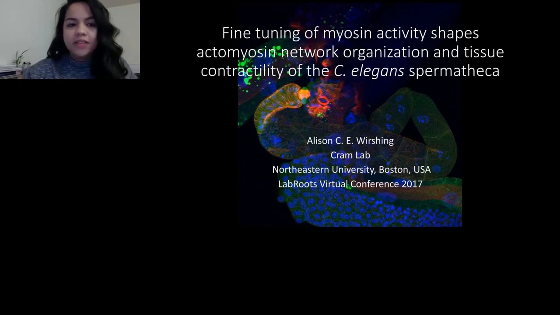Fine-tuning of myosin activity shapes actomyosin network organization in tissue contractility of the C. elegans Spermatheca, presented by Alison Wirshing, graduate student at Northeastern University.